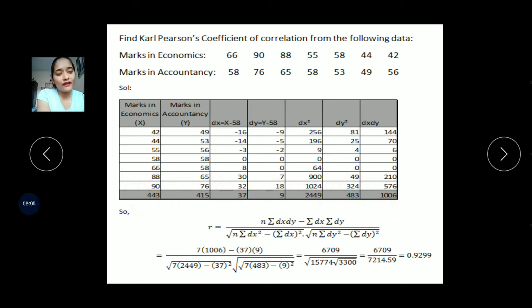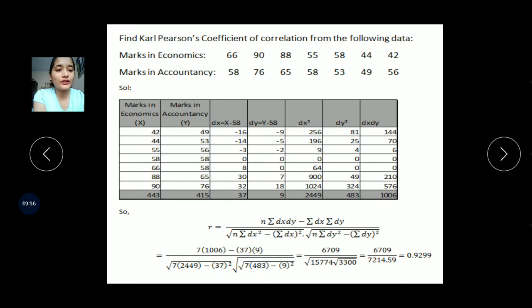And after finding the sum, we'll put everything in this formula. So what is n? n is 7. Summation dx dy is 1006, we'll put it here. Summation dx is 37, we'll put it here. Summation dy is 9, we'll put it here. Under root, n again 7. Summation dx square, first square and then sum, is 2449. First minus summation dx whole square, first sum and then square, first sum 37 and then square.